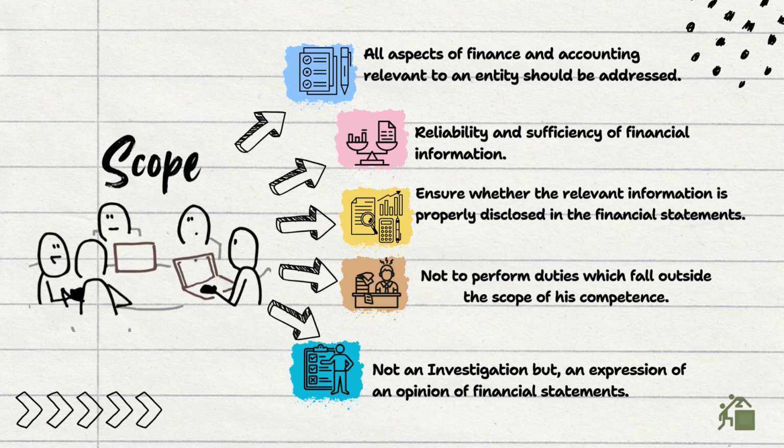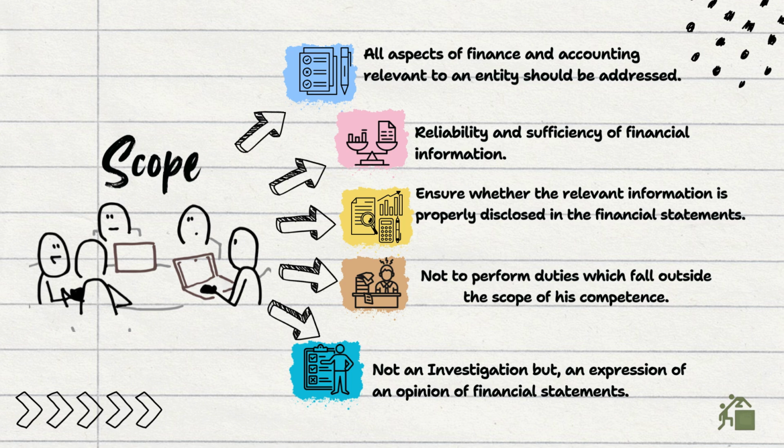The first scope being all aspects of finance and accounting relevant to an entity should be addressed. So you just cannot bring a list of people whom you have hired or whom you have fired. That is not relevant. Bringing such information is of no use. Only bringing finance and accounting relevant information. Financial statement audits should be thoroughly organized to address all relevant aspects of the entity.